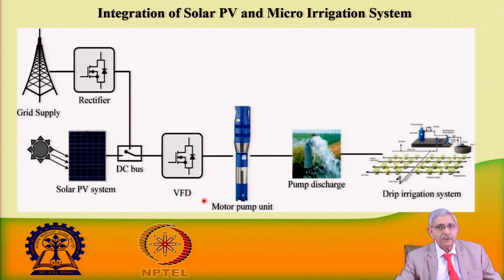Now, by using the VFD, we are supplying the power to the motor, and then the pump is supplying water to the irrigation system. So, the pump is discharging. The interesting part here is that the power generated from the sun is variable, and it is not fixed for the whole day period.